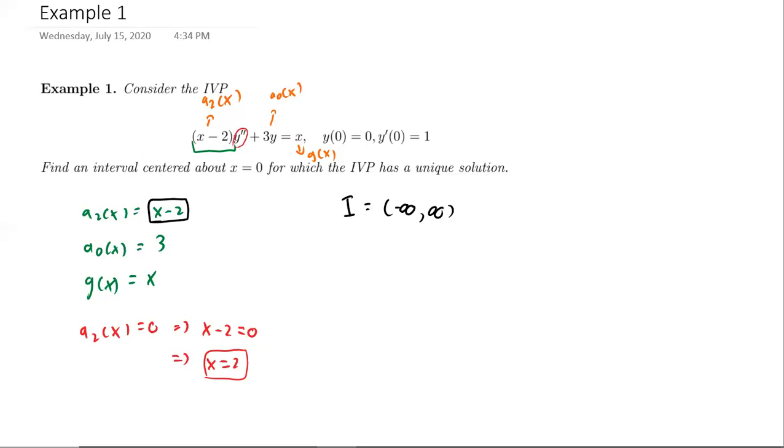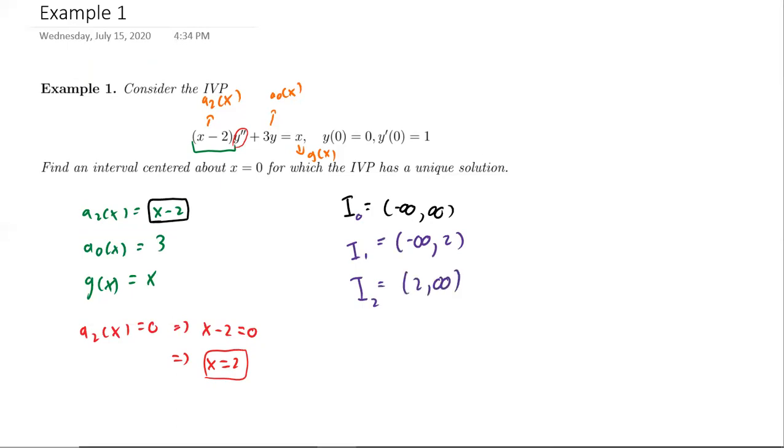So we can't use the interval negative infinity to infinity because we can't include any x value where the function multiplying the highest order derivative equals 0. So we can't include 2, so we basically have a choice of two intervals. We can either use the interval I = (-∞, 2), right? Or, actually let me give them different names, the interval I = (2, ∞).